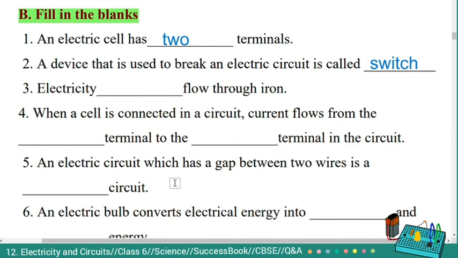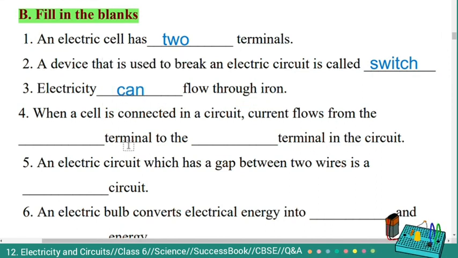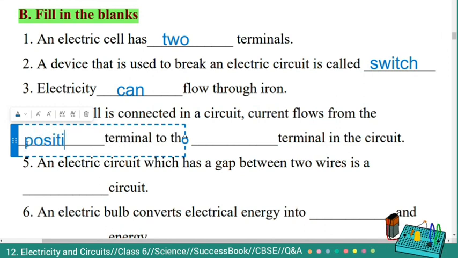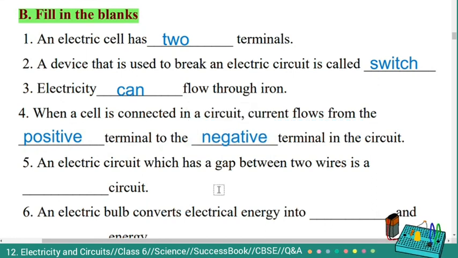Third, electricity dash flow through iron. Electricity can flow through iron. Fourth, when a cell is connected in a circuit, current flows from the dash terminal to the dash terminal in the circuit. When a cell is connected in a circuit, current flows from the positive terminal to the negative terminal of the circuit.